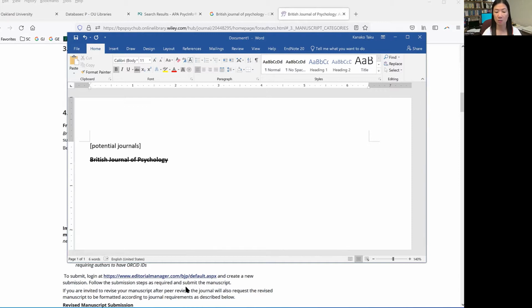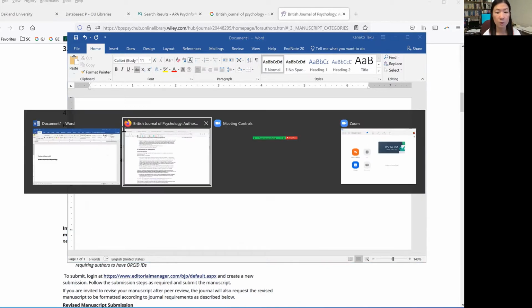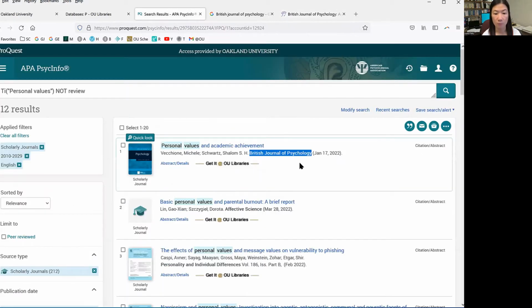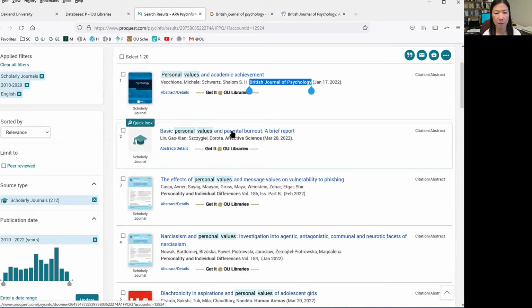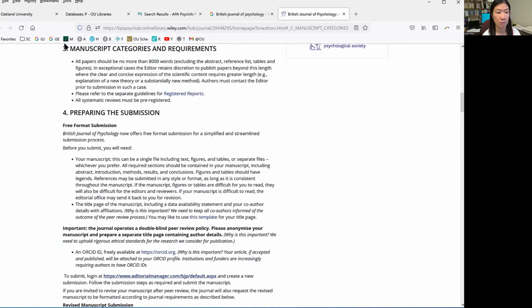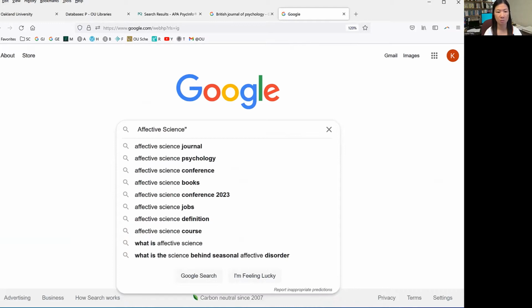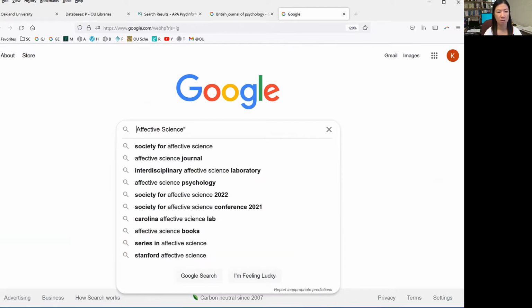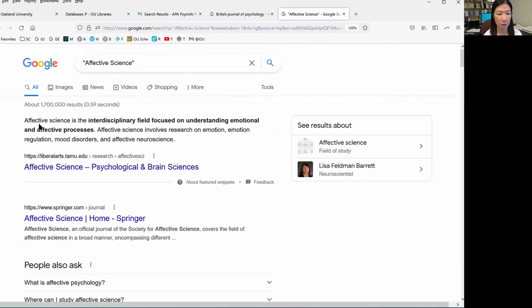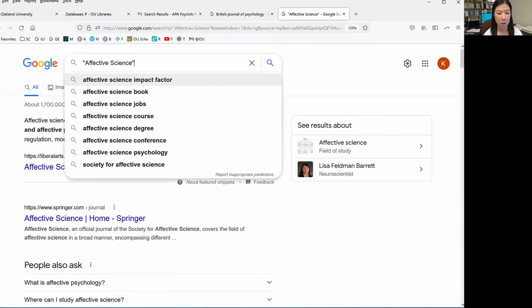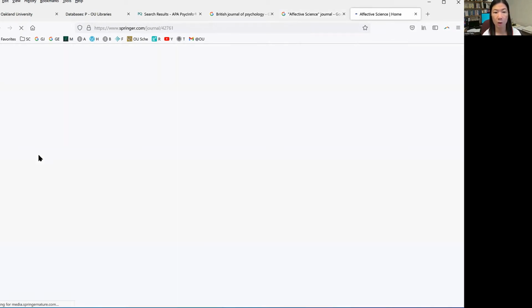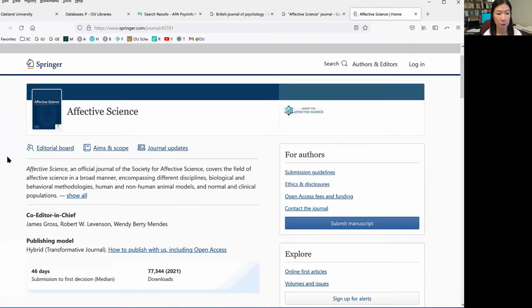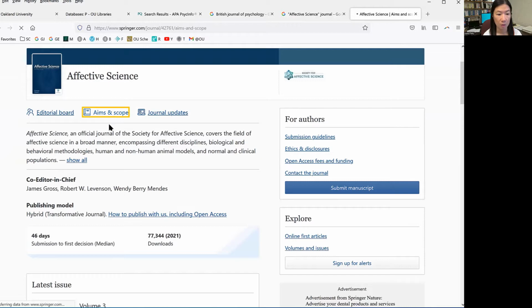All right, okay, next, let me just check that. So what's the next one? Not this one, but the next one, Affective Science. Not the basic personal values and then parental burnout. A brief report, interesting. There may be potential. Affective Science, let me just see. Affective Science, Springer. I don't think I've ever submitted my paper to this journal. Let's just see if they would be interested.